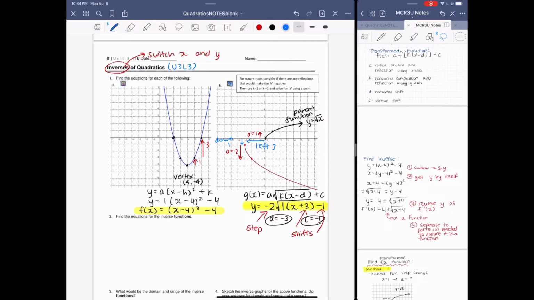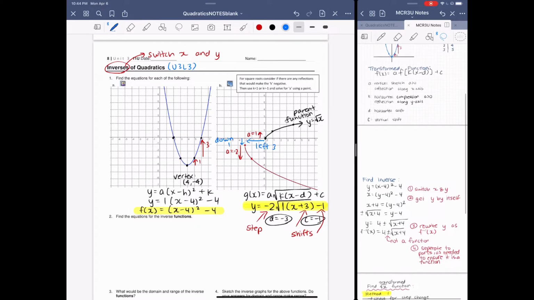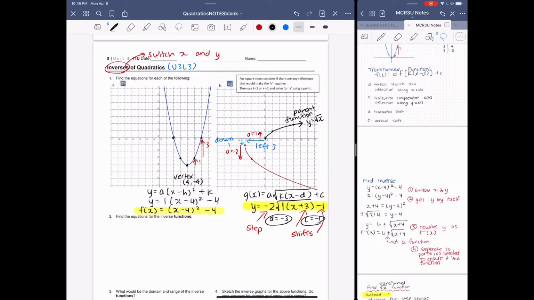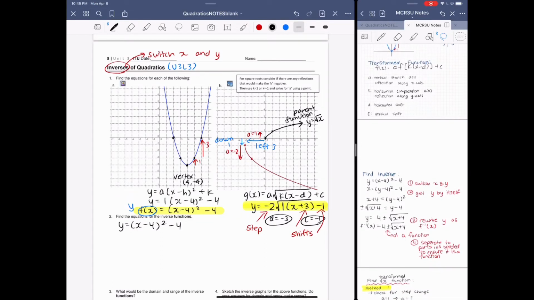So I have my original, the parabola. All right, so over here, I have the steps to find the inverse. So I'm going to replace the f of x as y. I have y equals (x minus 4) squared minus 4. So my step says switch x and y. So x is equal to (y minus 4) squared minus 4.